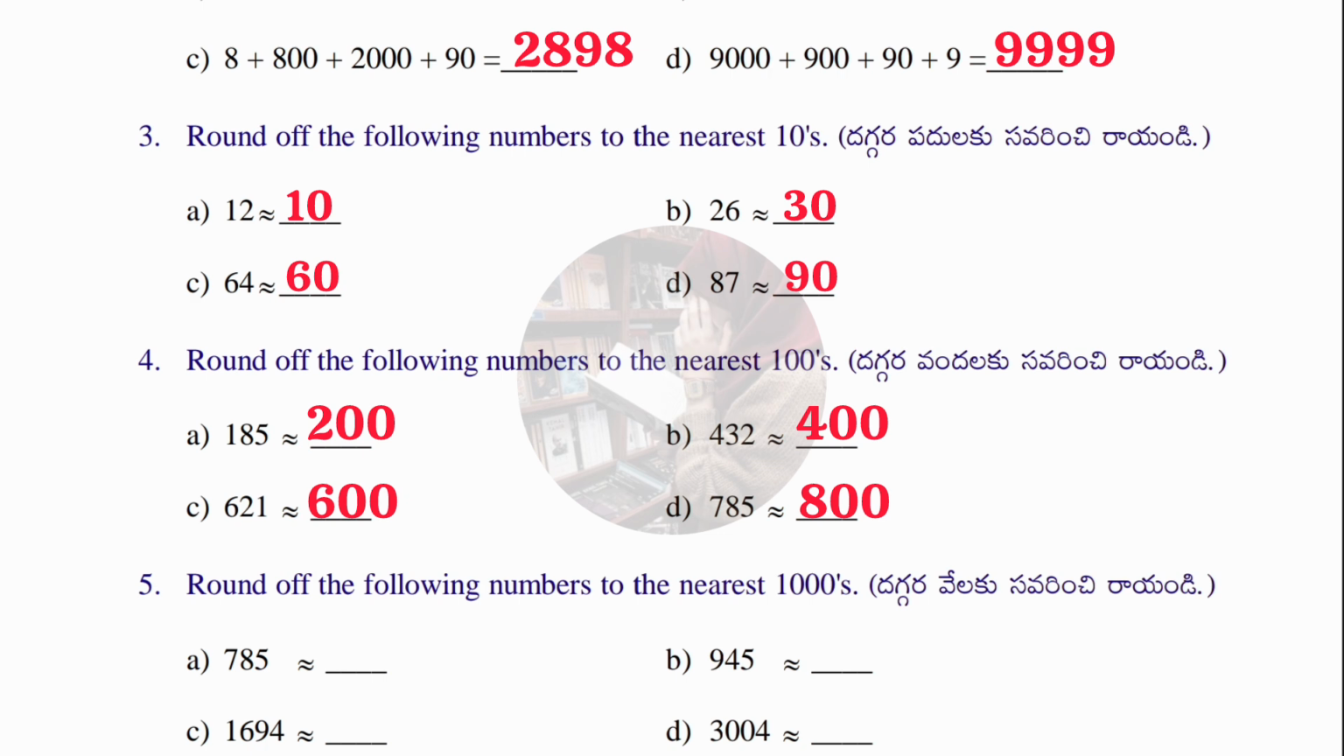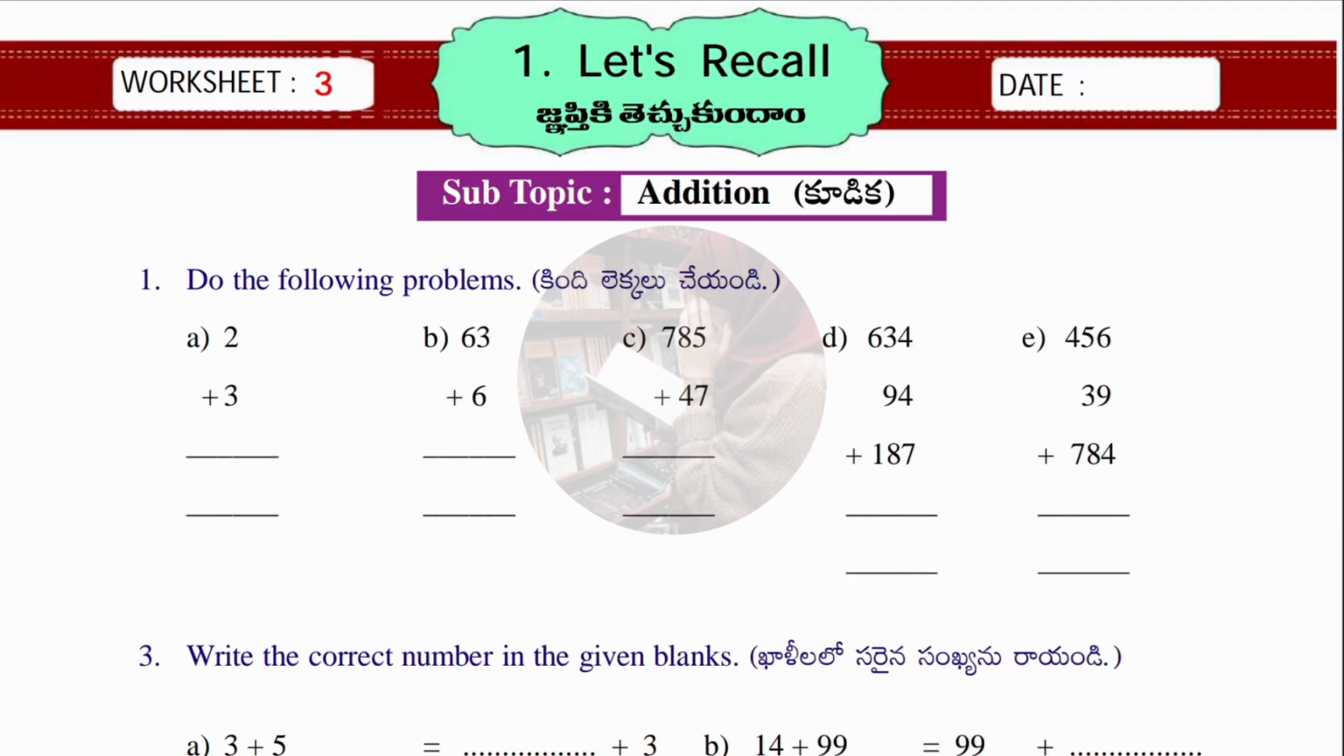Let's move on to the fifth Roman, which is round off the following numbers to the nearest thousands. We have to write it down in thousand nearest. Let's see. First one is 785. It's nearest to 800. Second one, 945, nearest number is 900. Next, 1694, nearest number is 1700. Next 3004, nearest number is 3000. Understood, guys? Let's move on to the next worksheet, that is worksheet number 3.